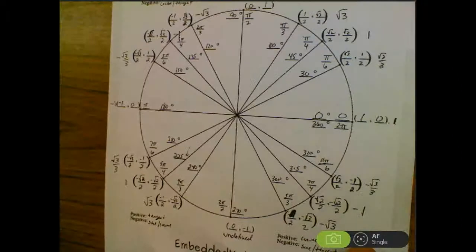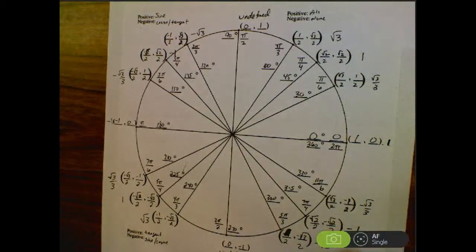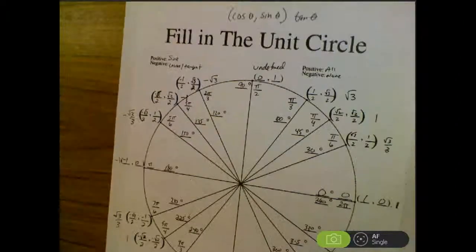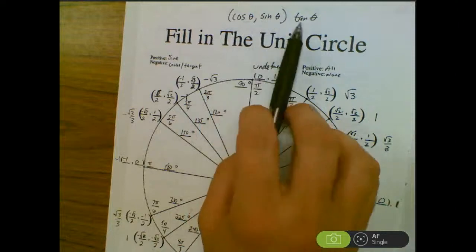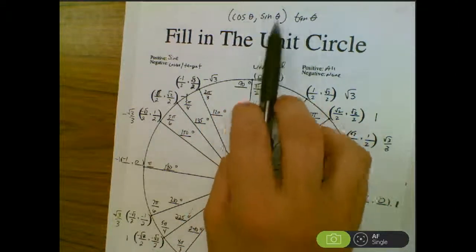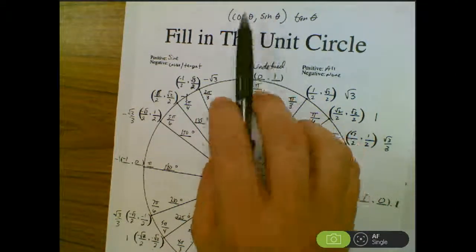So this is what you need. If you don't know the unit circle, find a YouTube video to find the answers to the unit circle, or you can just copy this one down. Remember that cosine is x, sine is y, and I have tangent in there. That's just this sine value divided by cosine, so y divided by x.